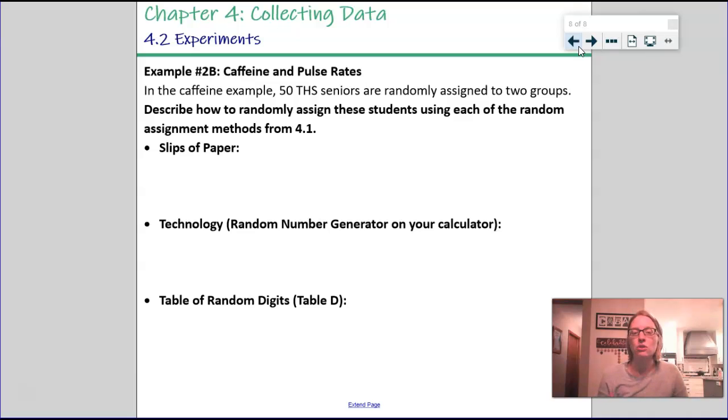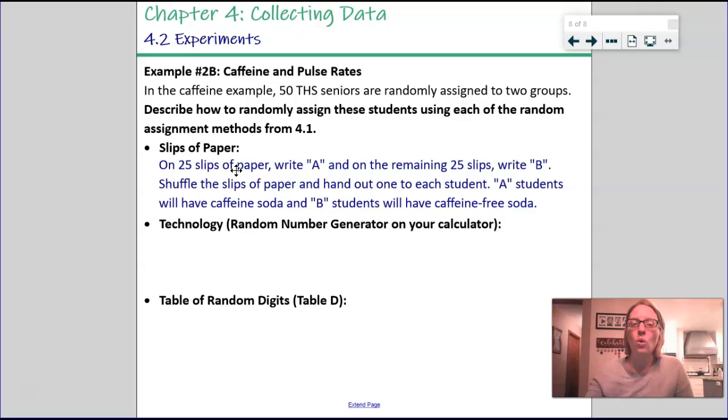So if we wanted to take those 50 Tartan High School seniors and randomly assign them into 2 groups, we could do it in any of these 3 ways. If we had slips of paper, right, we need 2 groups, let's call them A and B. We could put A on 25 of the slips of paper and B on the other 25, shuffle them or mix them up, hand one out to each of our 50 Tartan High School seniors. The A students will be in the A group, say that's the caffeine soda group, and the B students will have caffeine-free soda. A simple, easy, and effective way to divide the students into 2 groups.